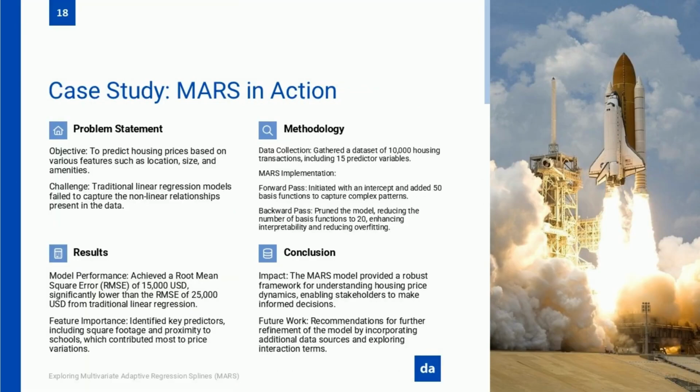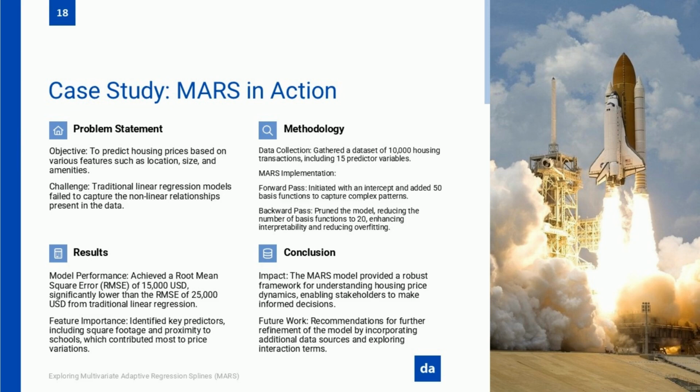Predicting housing prices is a classic challenge in data science. Property values don't follow a simple linear pattern. Location, square footage, proximity to schools, market trends, and dozens of other factors all interact in complex ways. Traditional linear regression struggles with this kind of problem because it assumes a fixed relationship between predictors and price. But housing markets are nonlinear, full of sudden shifts and interactions that require a more adaptive modeling approach. That's exactly why MARS was chosen for this case study.